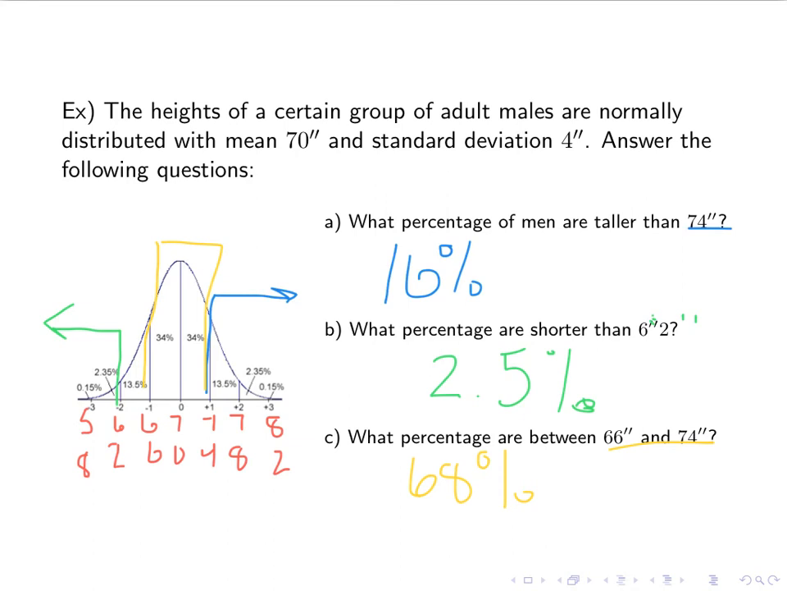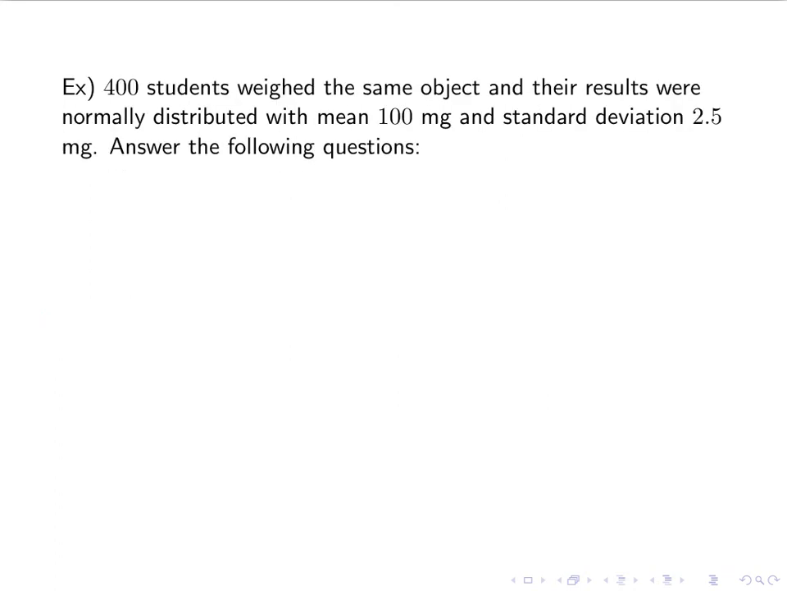So you're going to start seeing the same numbers over and over again. 50, 68, 16, 2.5, I think 47.5 might be another one. So there's only so many combinations you can have here. So hopefully these numbers will start looking familiar. But let's try one more.